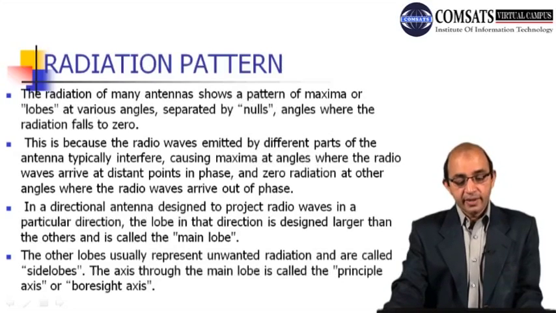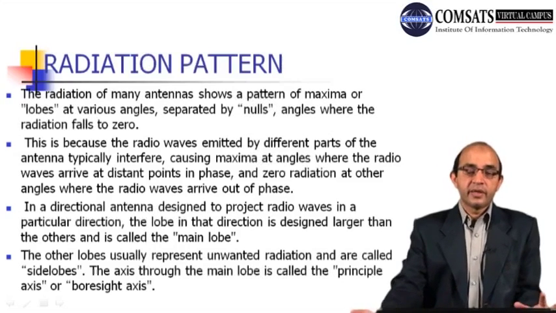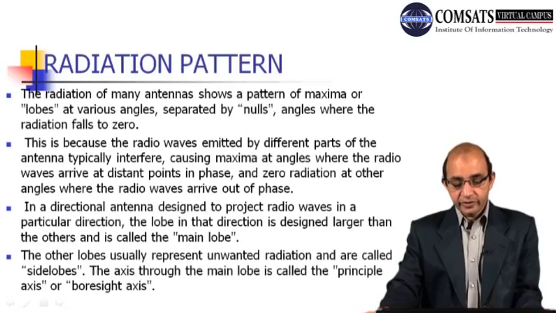radiation, is that the radio waves emitted by different parts of the antenna typically interfere, causing maxima at certain angles where the radio waves arrive at distant points in phase, and zero because there they are out of phase, so they cancel each other. So that's why we have zero radiation at some of the angles, right?